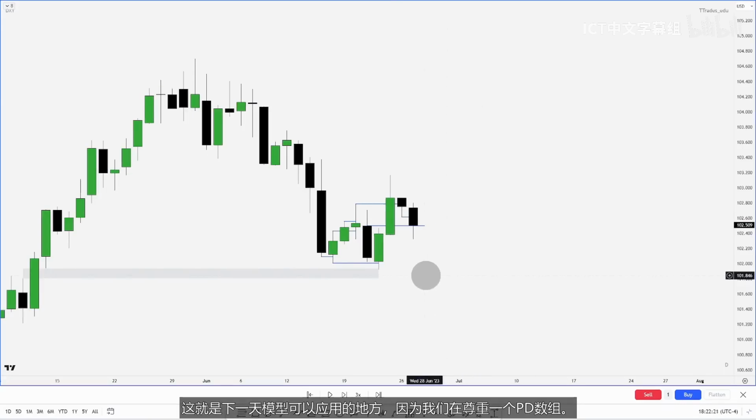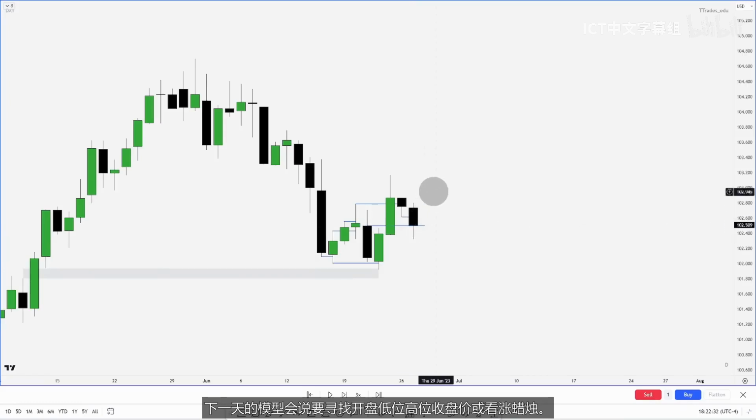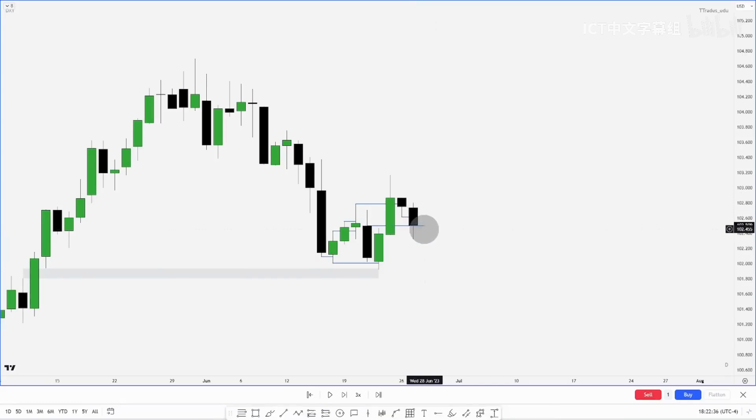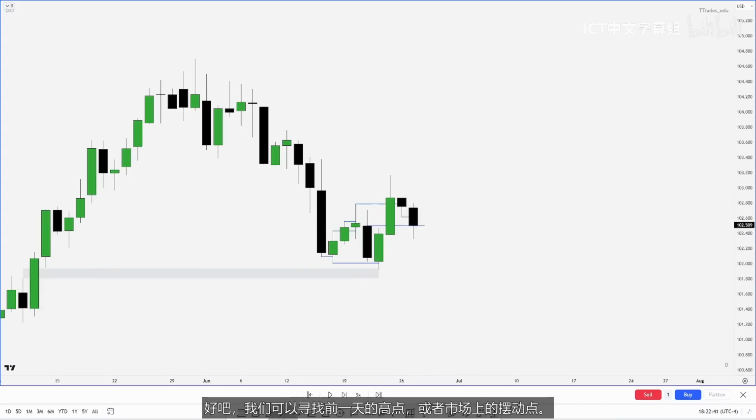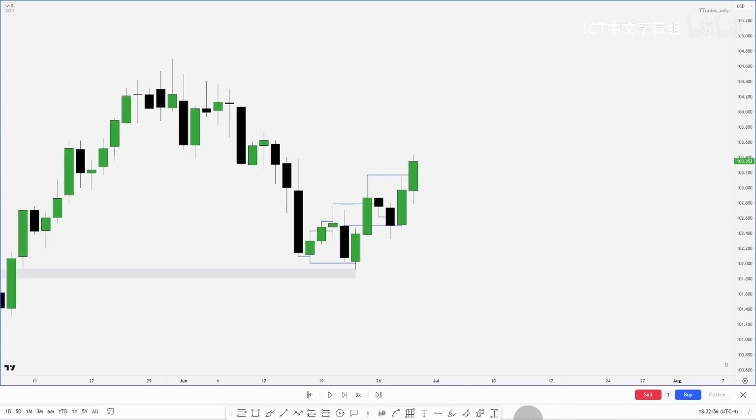Here's where the next day model could be applied, as we are respecting a PD array. So reaching into this PD array, closing outside. Next day model would say, look for an open low high close, or a bullish candle. Where would that bullish candle want to be reaching for? Well, we could look for previous day high, or we could look for swing points in the market. So looking at our next day, we get a reach. We have not hit our draw on liquidity, so we would want to see the next day do what? Reach for that draw on liquidity.